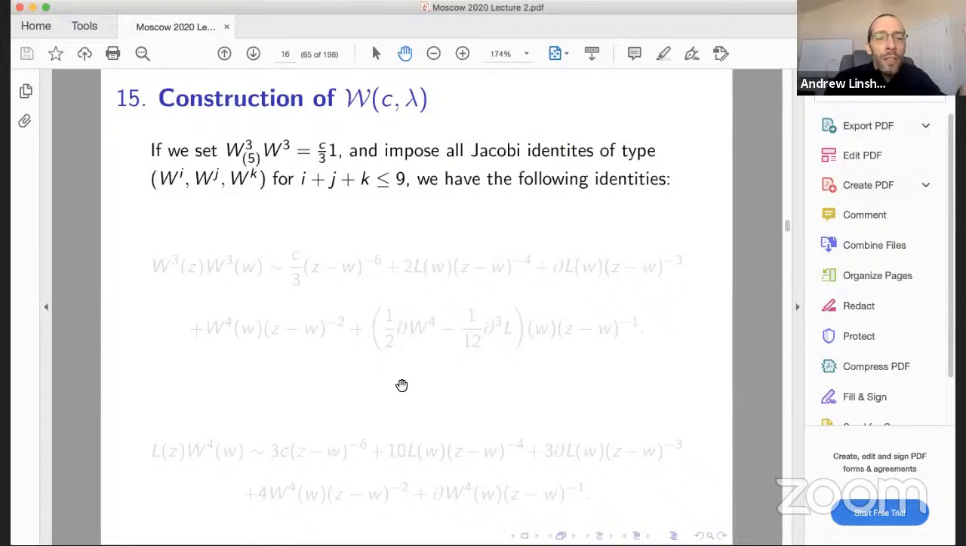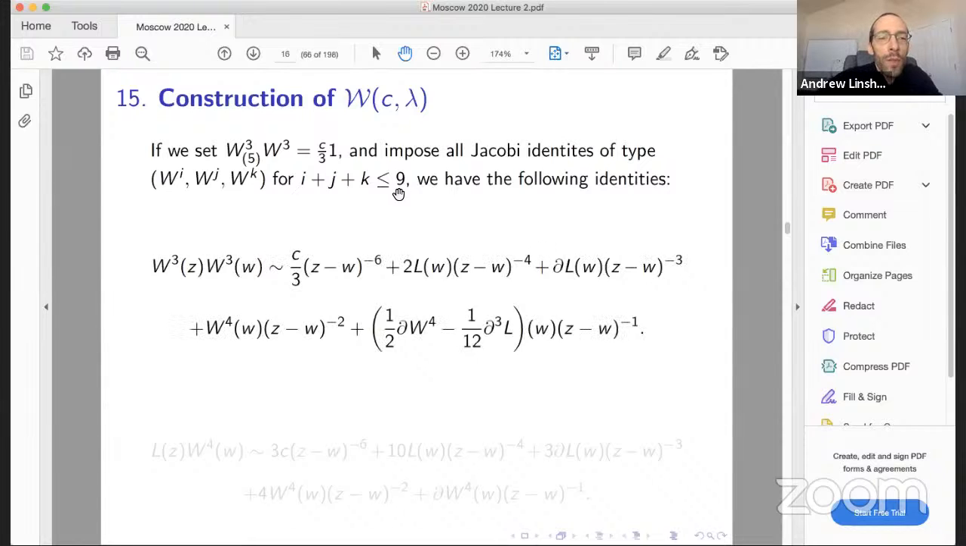So the calculation I'm going to do in the next two slides was certainly done in the physics literature, I think even in 1991. If you impose the Jacobi identities of type Wi, Wj, Wk, and here if i is 2, that just means the Virasoro field, where the sum of these is less than or equal to 9, this determines some OPEs where the sum of the weights of the fields is less than or equal to 7. So here, for example, is the OPE of W3 with W3.